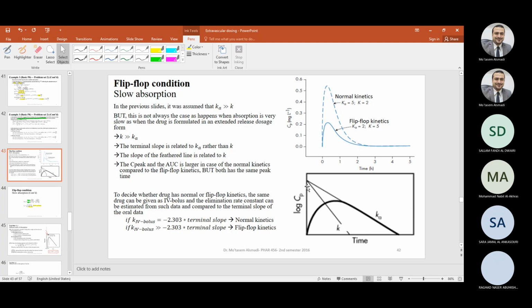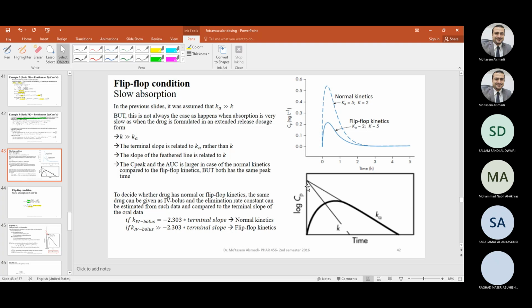Which one will have a higher Cmax? If you have the normal kinetics or flip-flop, it's obvious. Why? Because in case of normal kinetics, you have a higher absorption and a lower elimination. But in case of flip-flop kinetics, you have a lower absorption but a higher elimination, right? Which will result in a lower Cmax. What about the area under the curve? It's also the same, right? The flip-flop kinetics will have a lower area under the curve compared to the normal kinetics.